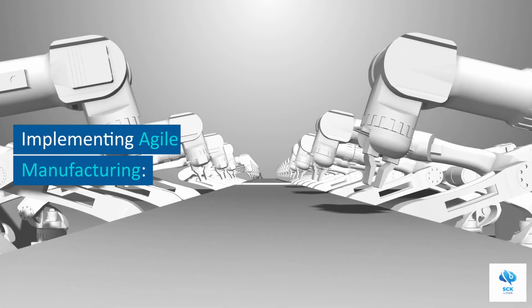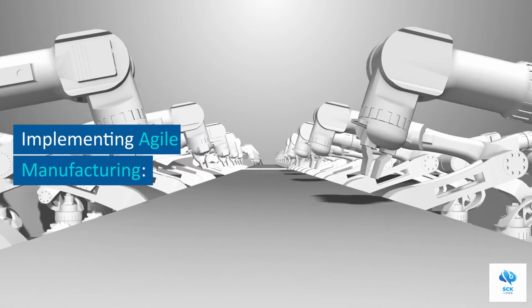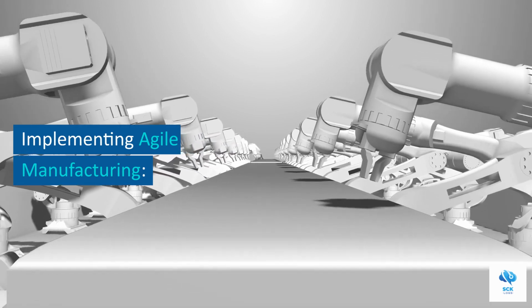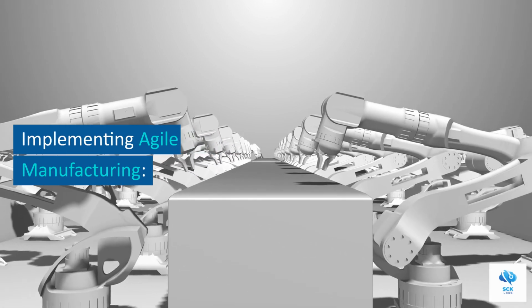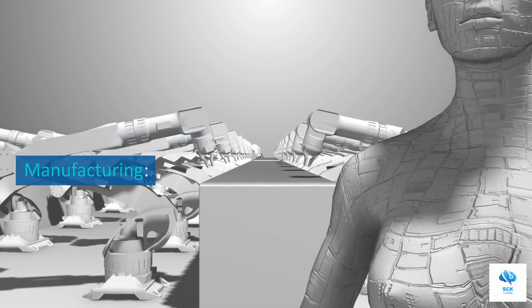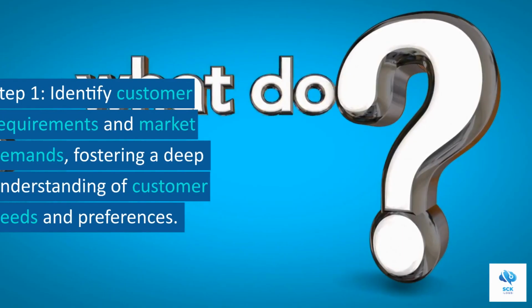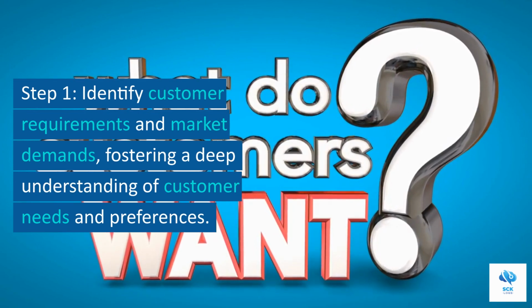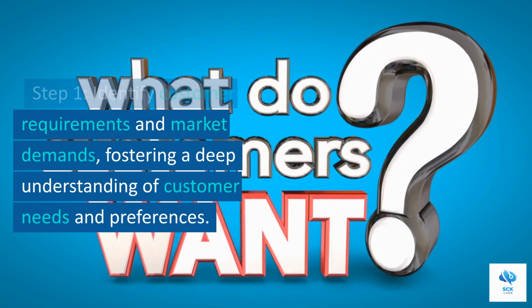Implementing Agile manufacturing. Step 1. Identify customer requirements and market demands, fostering a deep understanding of customer needs and preferences.